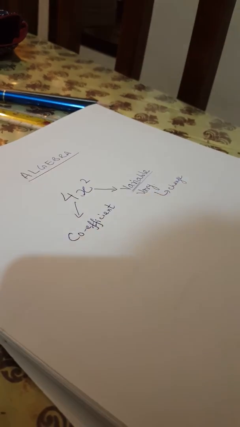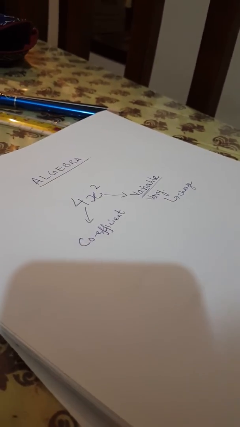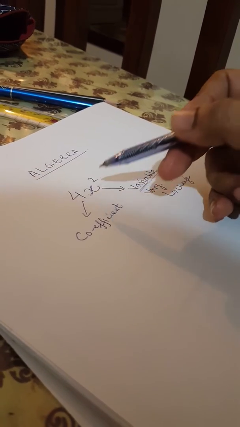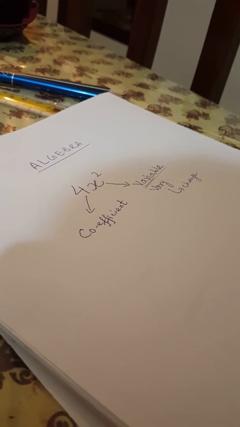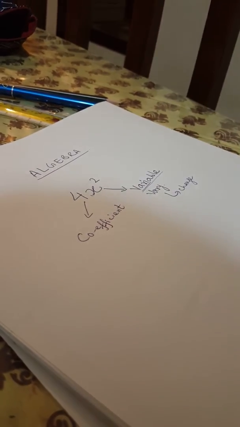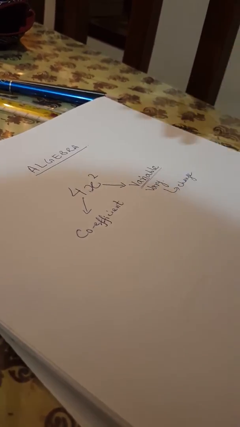If you look at your exercises in your mathematics book in algebra, you may see that the value of x may be negative, may be 0, may be positive. So since the value keeps on changing from question to question, that is why it is called a variable.